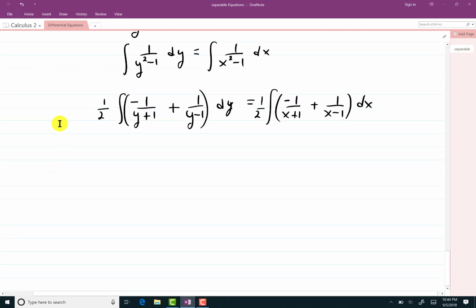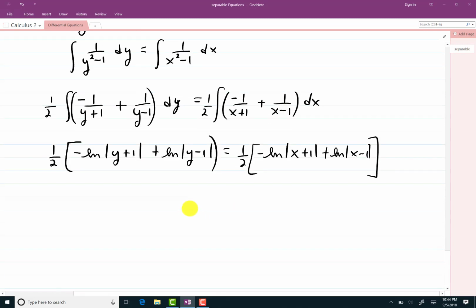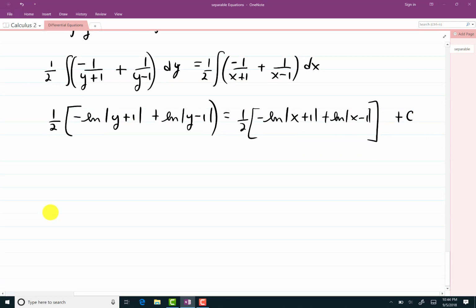Okay, let me go ahead and integrate. So this part will be negative natural log absolute value of y plus 1 plus natural log absolute value of y minus 1. On the right, I'll get 1/2, exactly the same kind of thing: negative natural log absolute value of x plus 1 plus the natural log absolute value of x minus 1 plus a constant.